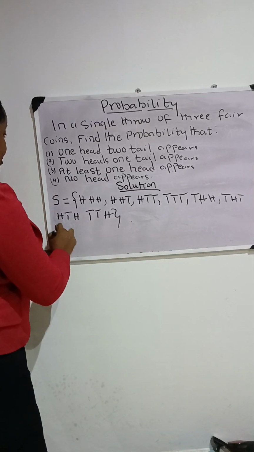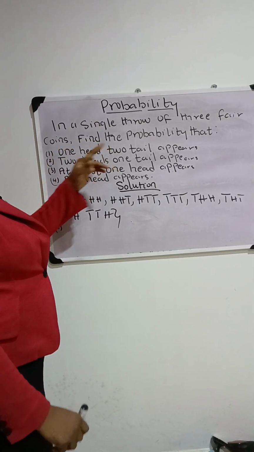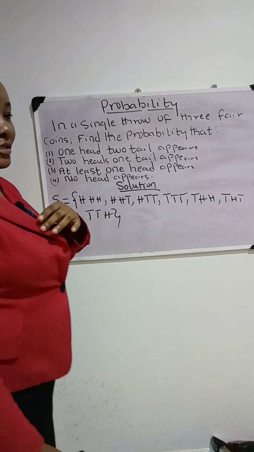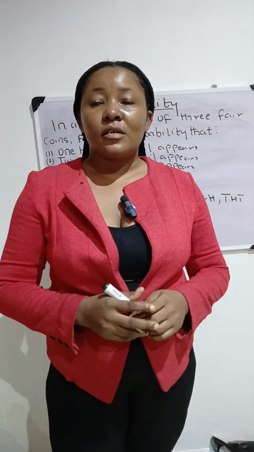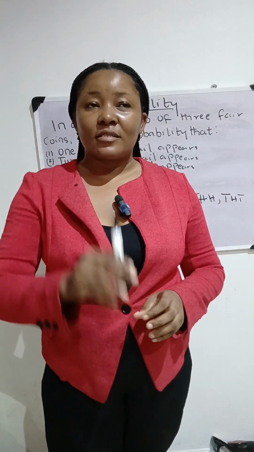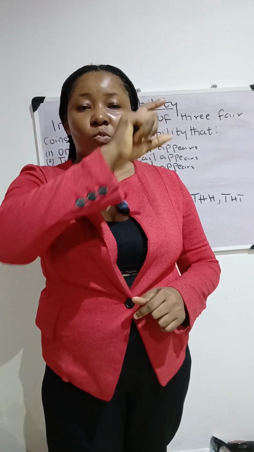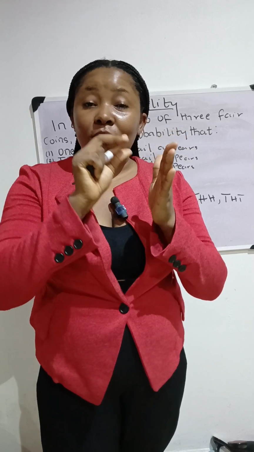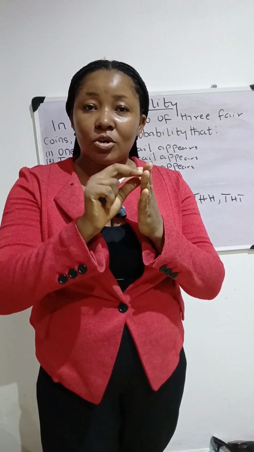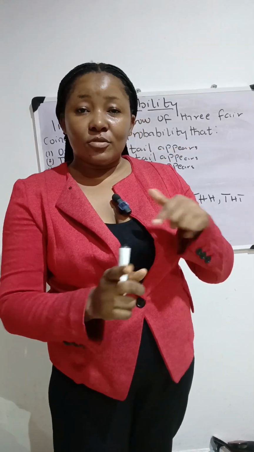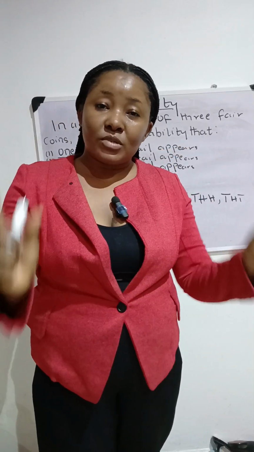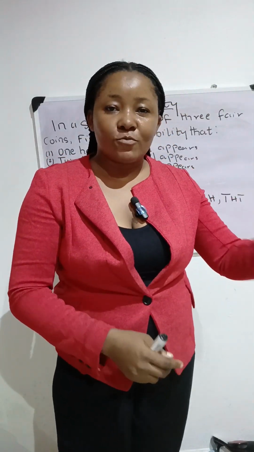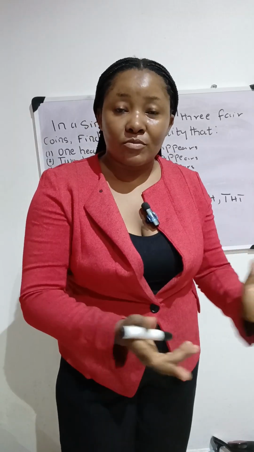So question 1 says that we should find the probability that 1 head, 2 tail appears. Typically, a probability can be defined as a fraction where the numerator has to do with the number of possible cases with respect to an event, and the denominator has to do with the total number of possible cases with respect to the entire experiment. So we have what is called the event, and we have the possible outcomes, that is the sample space.